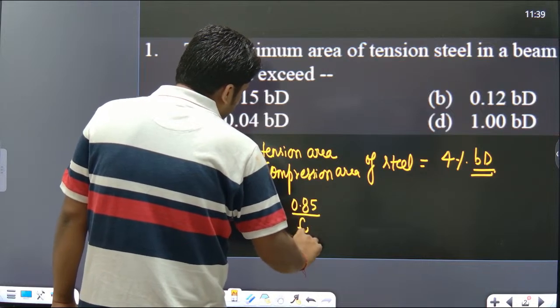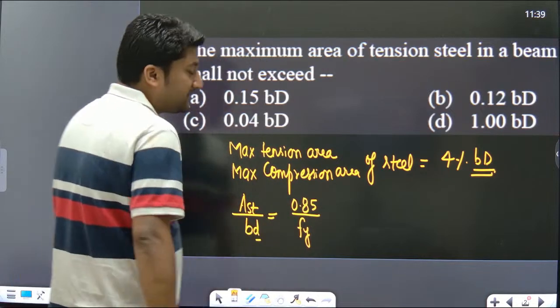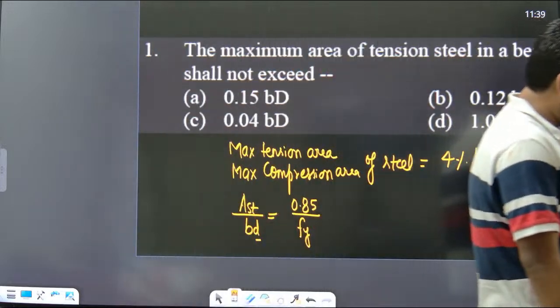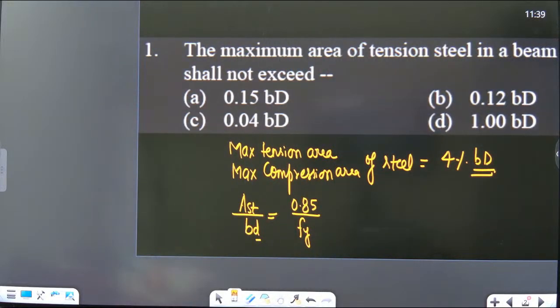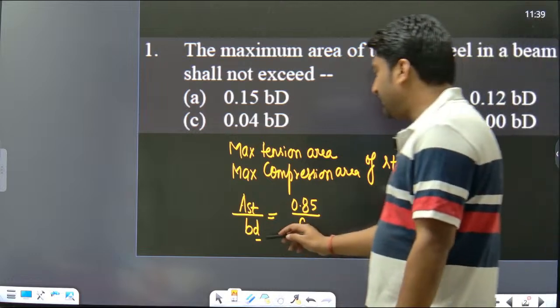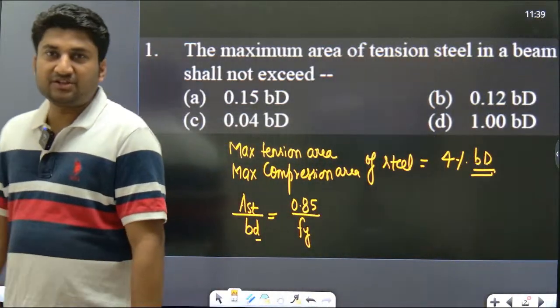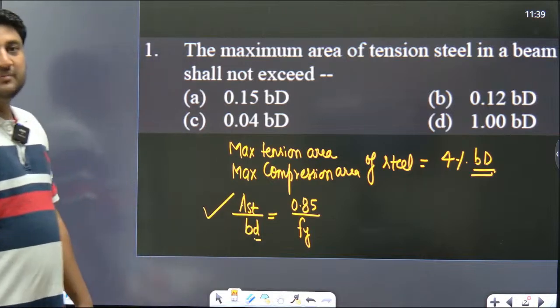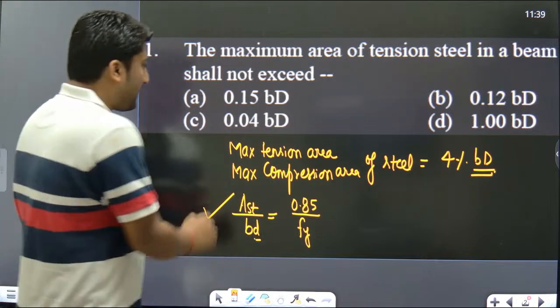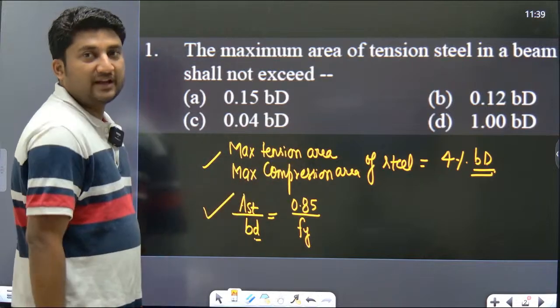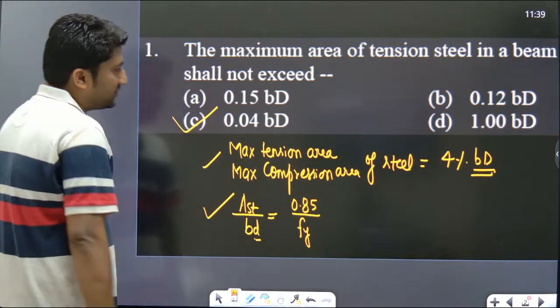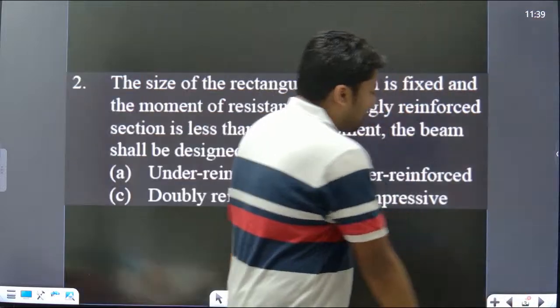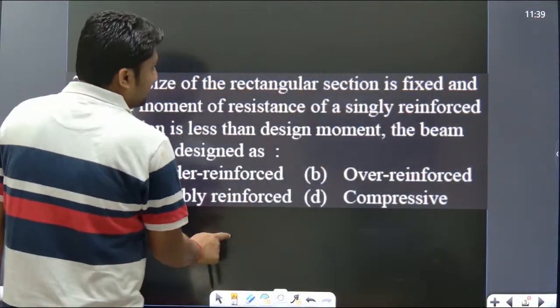Here please remember that this d value is the effective depth, it is not total depth. So for minimum area you need to consider the effective depth, but for maximum area you need to consider the total depth. Understood? So the answer for this question is option C. Now moving ahead with the next question, please answer this question very carefully.